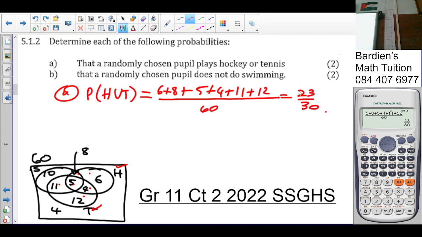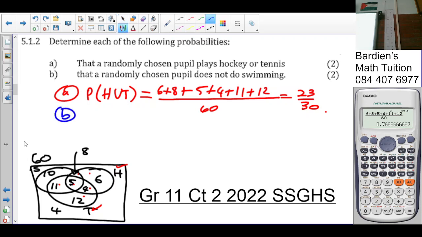Or you can write it in its decimal equivalent, which is 0.766, so 0.77. Okay? Is that correct?